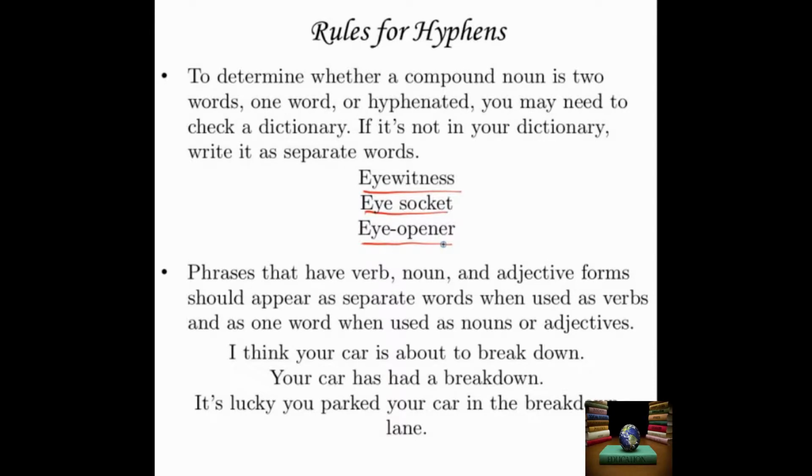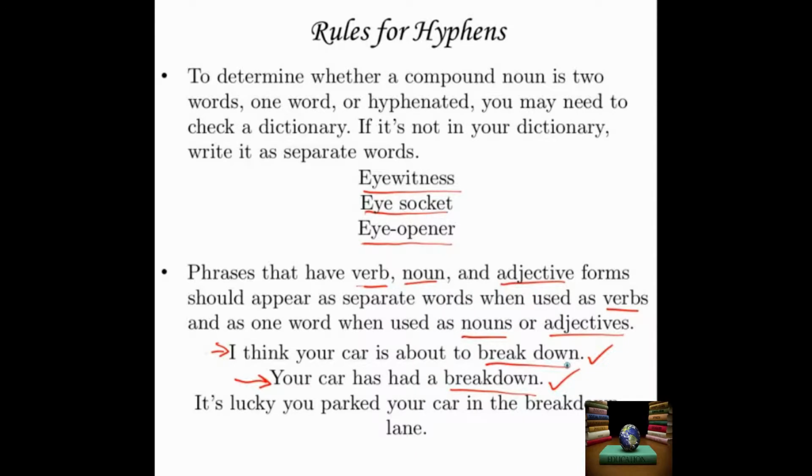Now, phrases that have verb, noun, and adjective forms should appear as separate words when used as verbs, and as one word when used as nouns or adjectives. So, let's take a look at the phrase break down. If we're using it as a verb, as in the sentence, I think your car is about to break down, you use it as two words. However, if you're using it as a noun, your car has had a breakdown, it becomes one word, no hyphen.